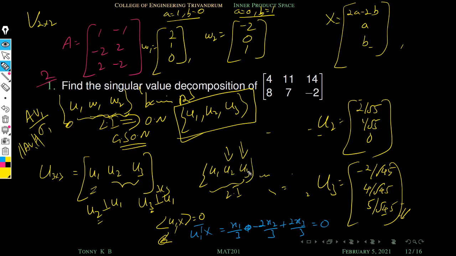First we have to find v1 and v2, which means first we have to find the eigenvectors, then we have to normalize them. That's not complicated, just find the eigenvectors, then divide by their norms, and we get normalized eigenvectors.